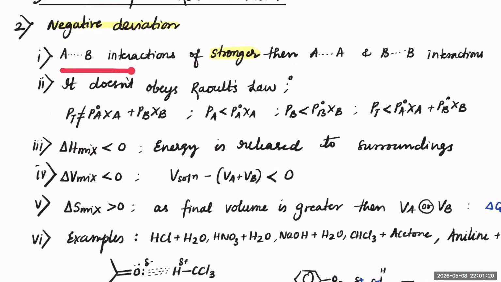In case AB interactions are way stronger than AA and BB interactions, then we see negative deviation happening, and it does not obey Raoult's law. That is, P total should not be equal to this. Rather, now you'll notice the actual total vapor pressure of A and B is less than what it ideally should have. Ideally, this is what it is expected to have as the total pressure, but the total pressure now will be less than that. So this is negative deviation.